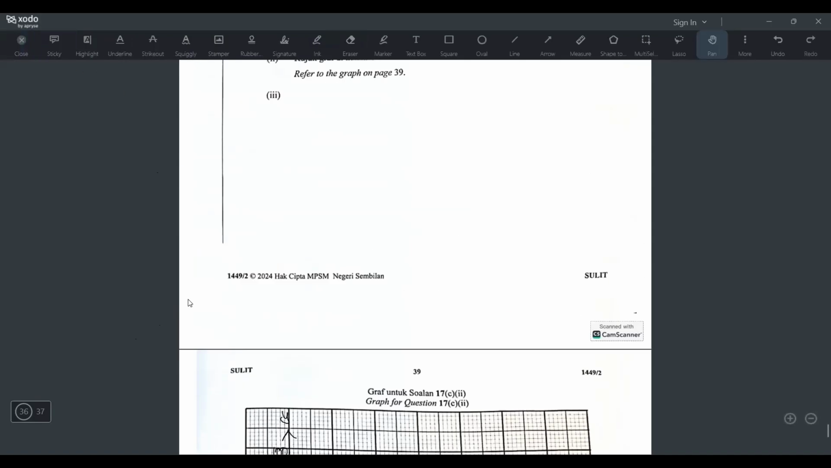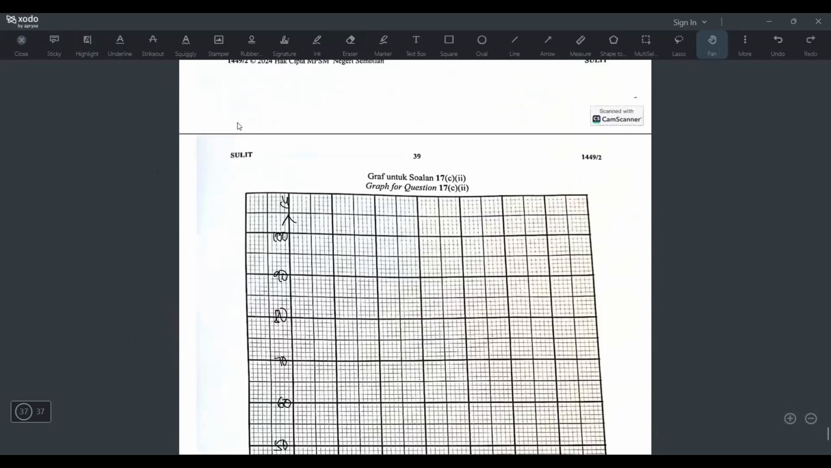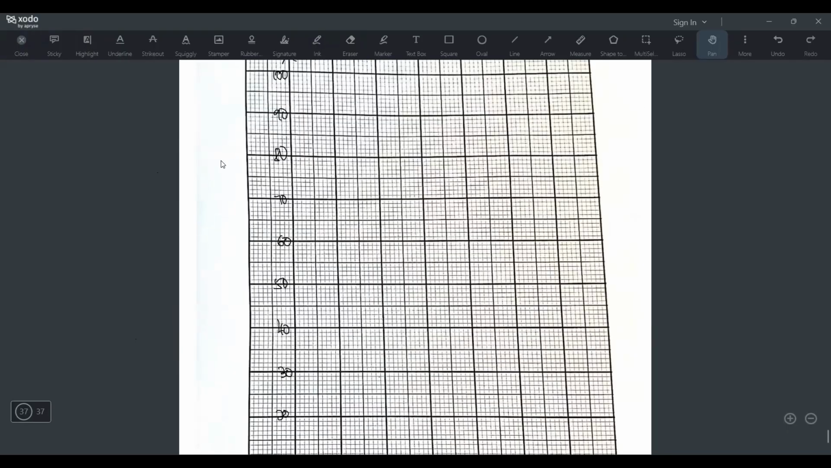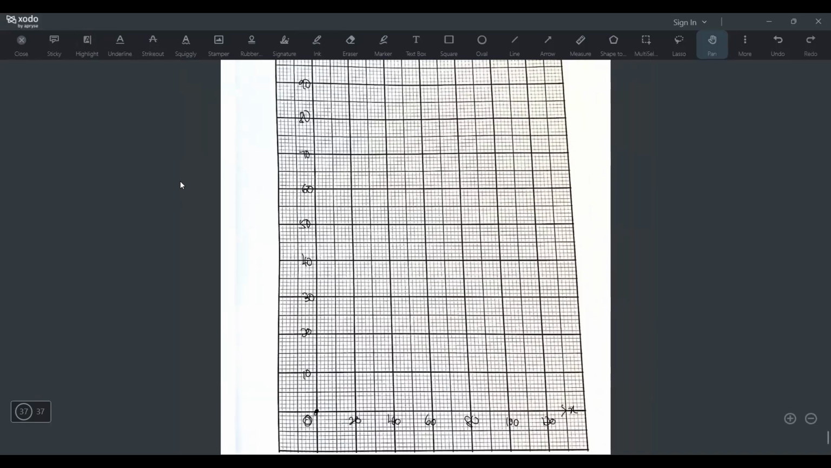Now let's plot our first line. The first points here are 0, 90 and 90, 0. This one is for x plus y equals 90, right? So let's make our diagram smaller. Now we can start to plot at 0, 90, which is here, and 90, 0, which is here. It will be at the middle of 80 and 100.